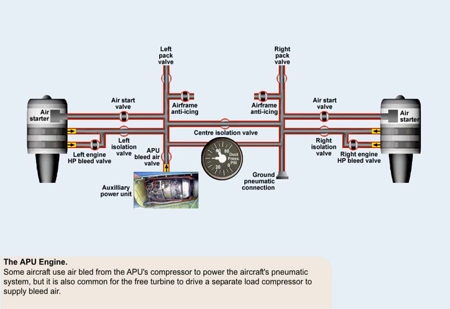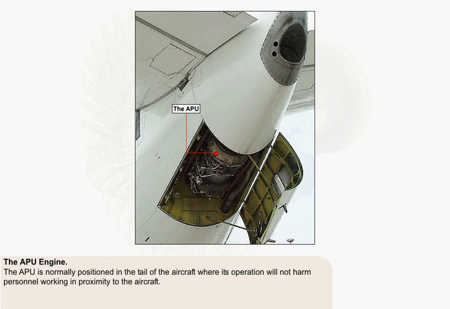Some aircraft use air bled from the auxiliary power unit's compressor to power the aircraft's pneumatic system, but it's also common for the free turbine to drive a separate load compressor to supply bleed air. The auxiliary power unit is normally positioned in the tail of the aircraft, where its operation will not harm personnel working in proximity to the aircraft.